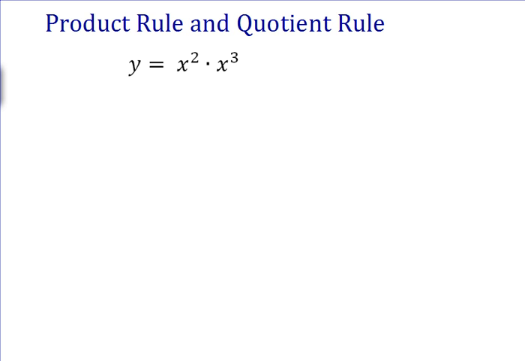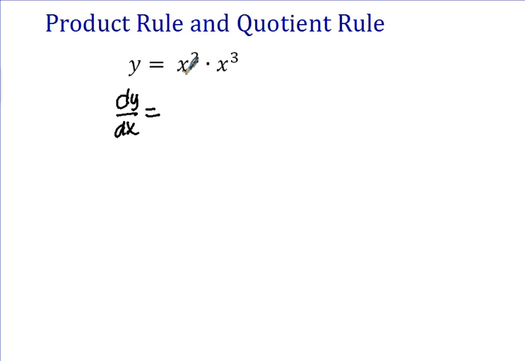Today we're going to be talking about applying the product rule and the quotient rule. Let's look at this first function, y is equal to x squared times x cubed. Now it seems like we could just find the derivative of x squared and the derivative of x cubed and multiply those together, and that would be the answer. And so let's try that.